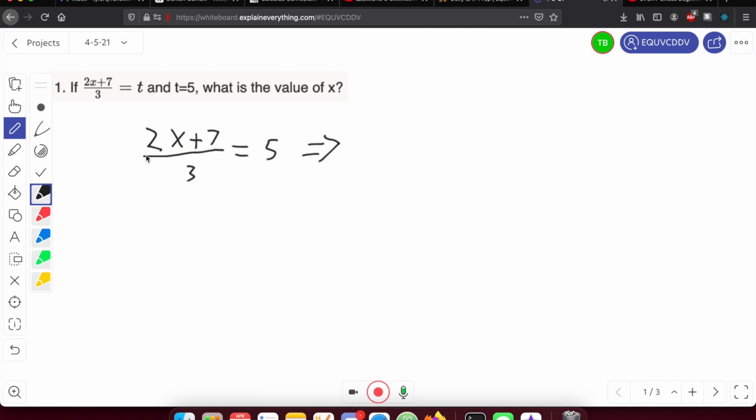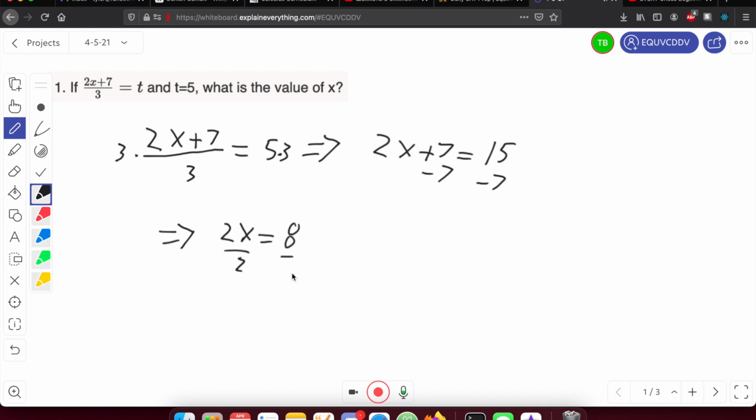So we're going to multiply both sides by 3. And this leaves us with 2x plus 7 equals 15. Now we're going to subtract 7 from both sides, which gives us 2x equals 8. Sorry, my bad. And now simply divide both sides by 2, canceling the 2 on this side, and we get x equals 4.